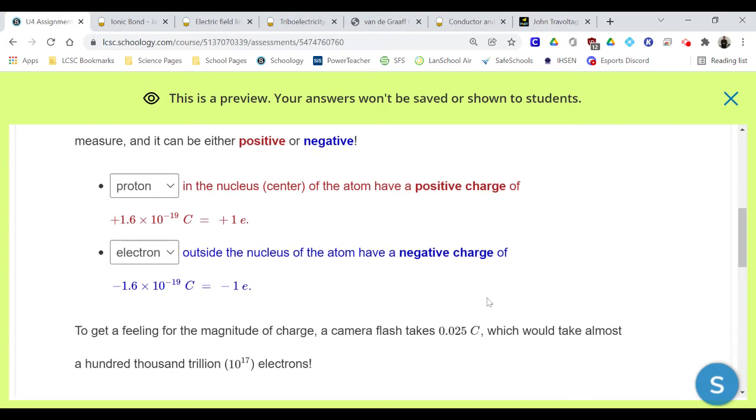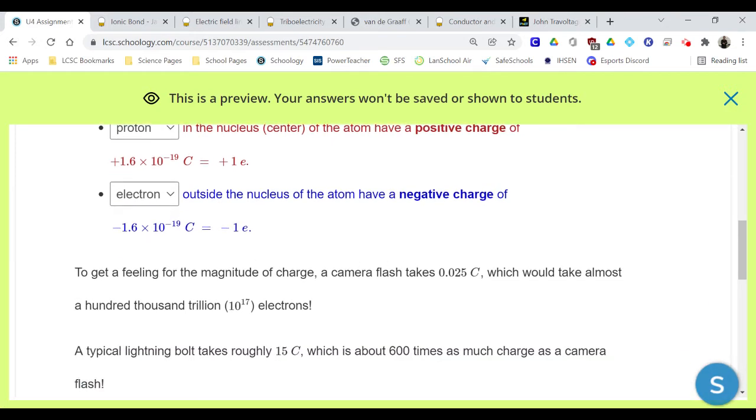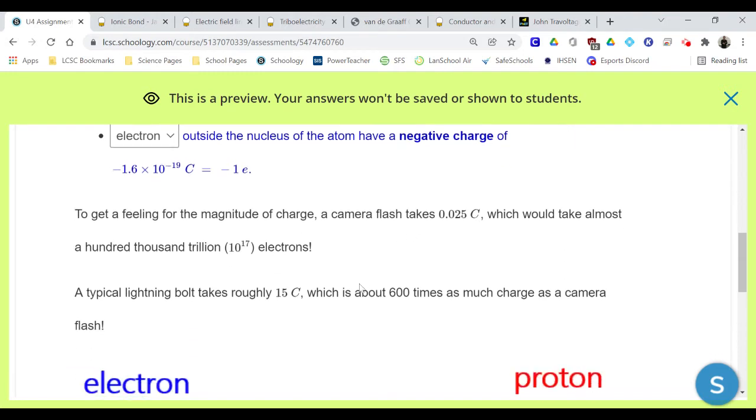Okay, if you want to get an idea of how much charge something takes, a camera flash takes about 0.025 coulombs, which doesn't seem like a lot, but maybe a camera flash doesn't seem like a whole lot of energy would be required anyway, so maybe not a lot of charge is required to get that to happen. But if you think about how many electrons it takes to get that much charge, it takes 100,000 trillion, or 10 to the 17th, electrons to get that done, which is kind of wild.